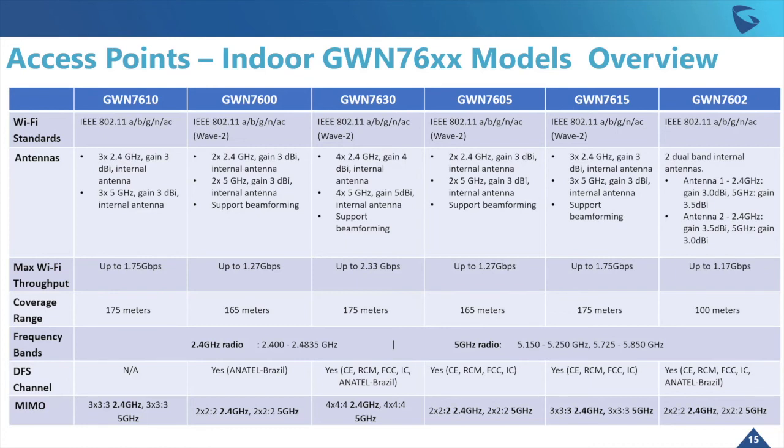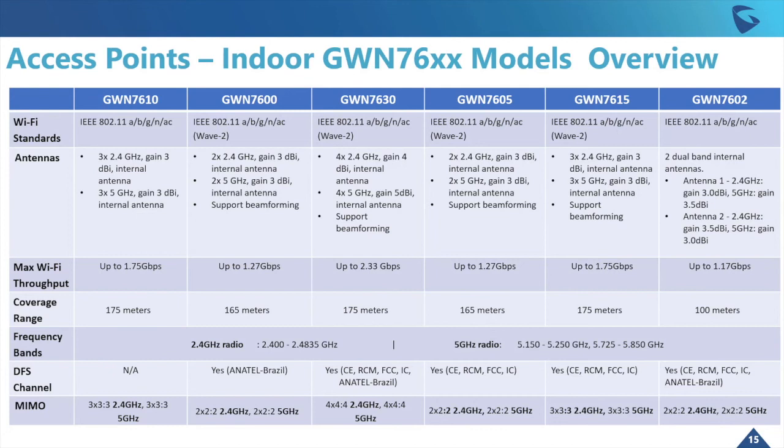And for coverage range, all indoor access points provide a great coverage from 100 up to 175 meters. And there are multiple factors that you should be aware of and that contribute to decreasing the coverage range, such as distance, physical barriers, noise, and also an improper positioning of the access point can play a role in reducing the coverage range that the access point provides. For frequency bands, all Grandstream access points work on both 2.4 and 5 gigahertz.